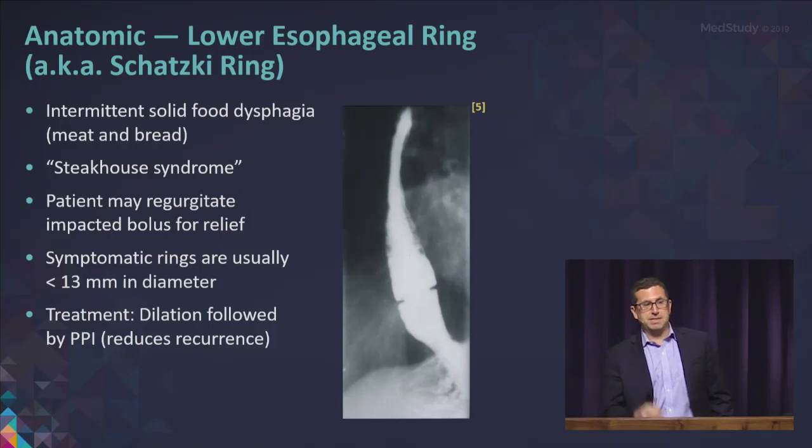And generally, you treat by dilating the ring with a balloon. We could do that during endoscopy, and then adding PPI afterwards, because PPI therapy has been shown to decrease the recurrence of a Schatzki's ring.